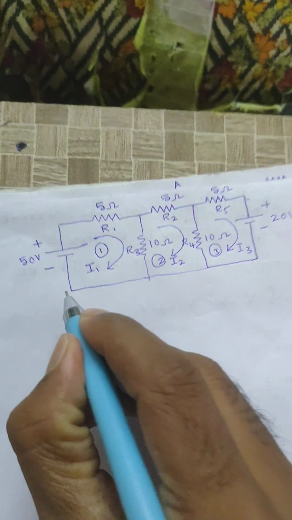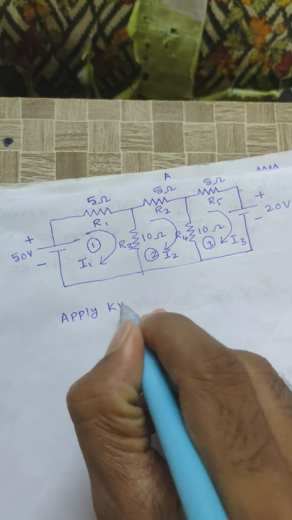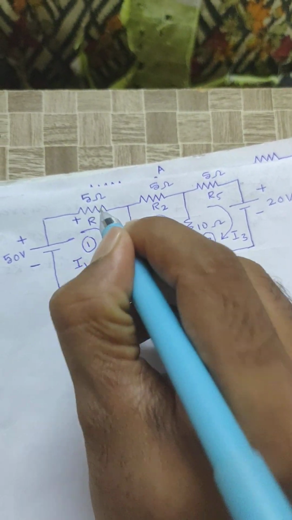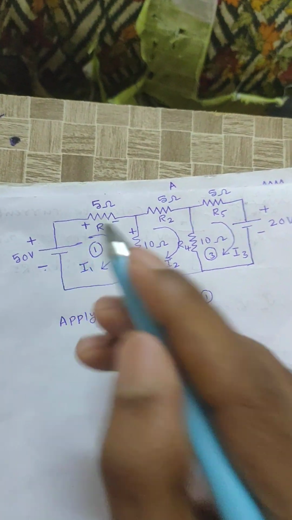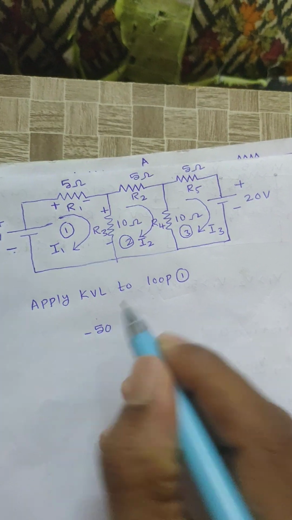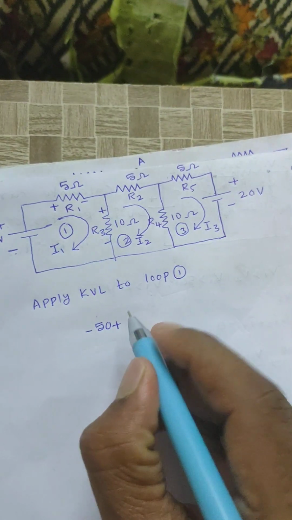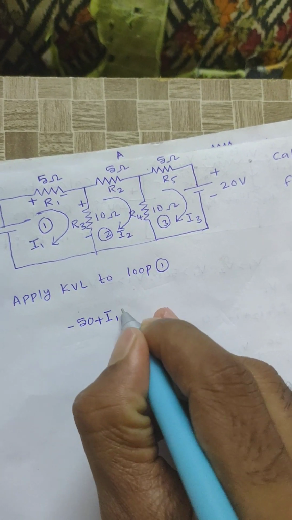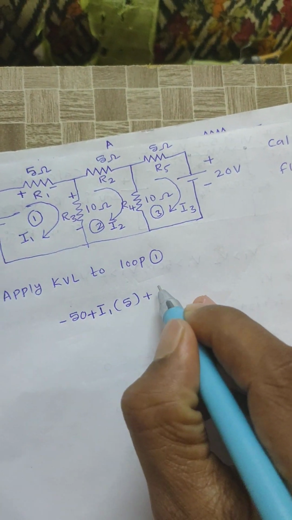First, apply KVL to loop 1. For loop 1, the polarities across passive elements will be clockwise, plus minus. That is minus plus, minus 50, for plus minus, plus. Voltage across a resistor is nothing but the current flowing through that branch times the branch resistance. That is, the current flowing through the 5 ohm will be I1 into 5, again for plus minus.